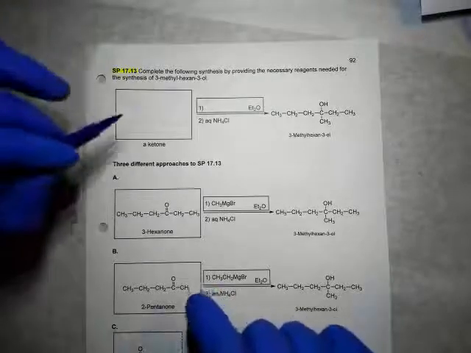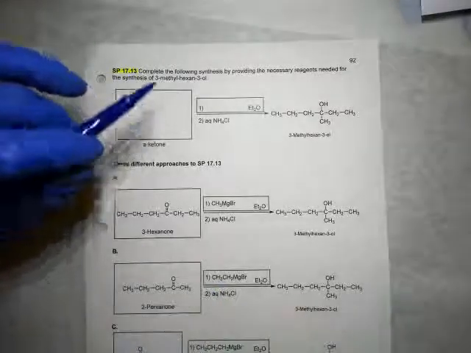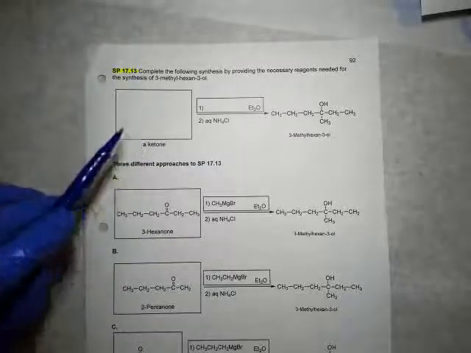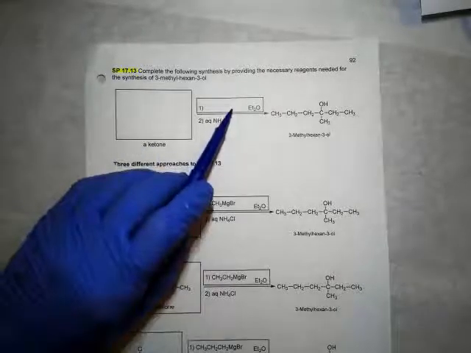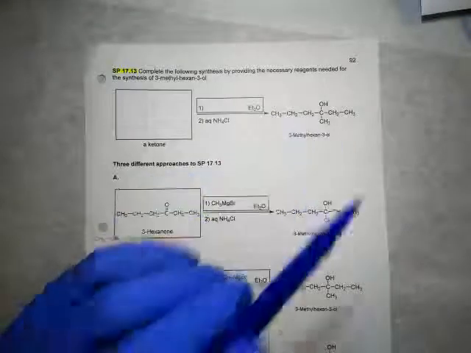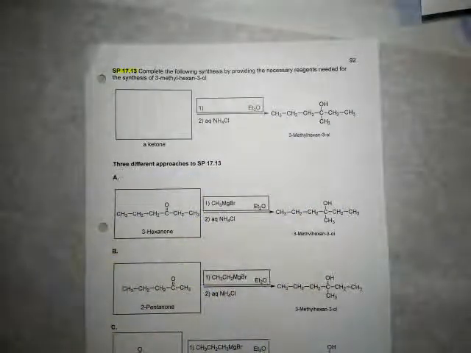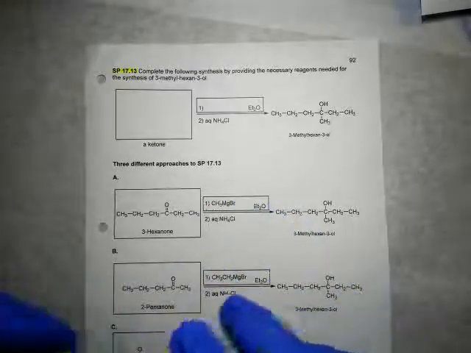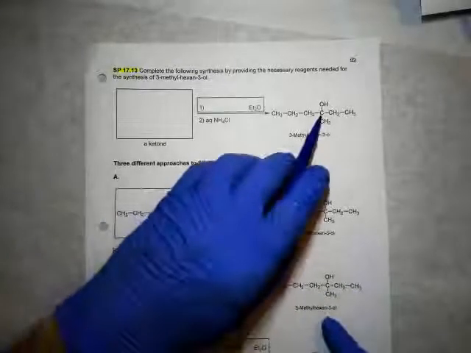Okay, what is your job? Your job here is to provide both the structure of a ketone as well as the structure of a Grignard reagent that would produce this alcohol. So that seems like a pretty interesting thing to do. Well, how does this work? Well, let me offer a little recommendation. The first thing I would do is recognize the order of this alcohol.